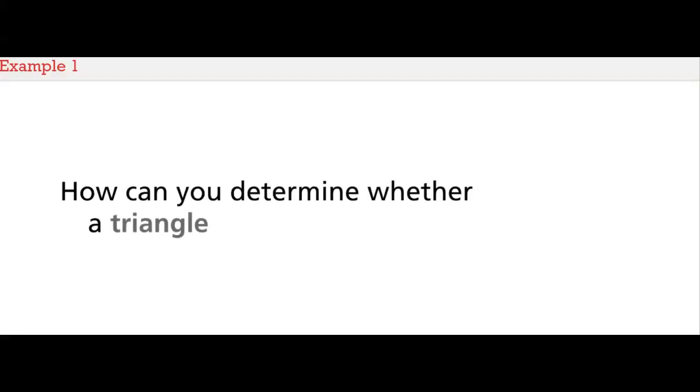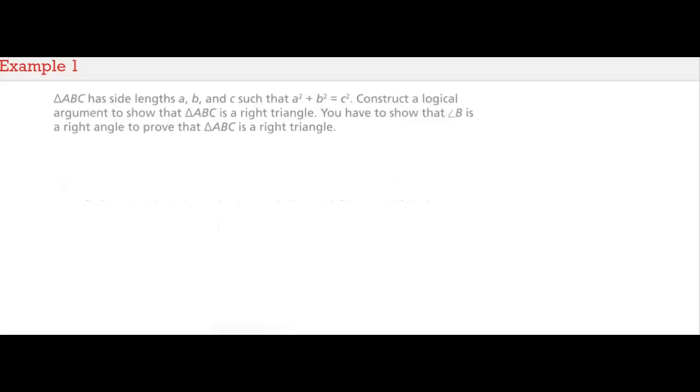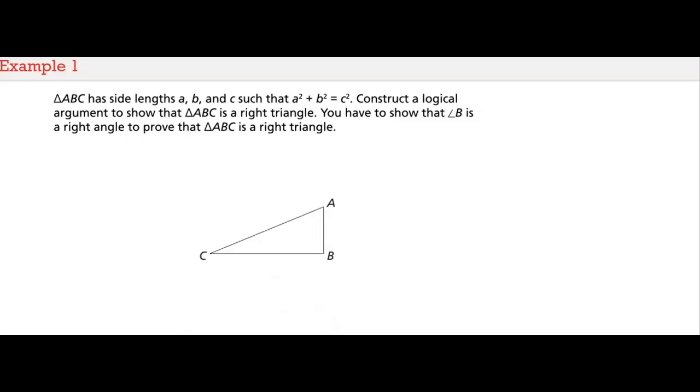Determine whether a triangle is a right triangle. Think about this question during the lesson. Triangle ABC has side lengths A, B, and C, so that A squared plus B squared equals C squared. Construct a logical argument to show that triangle ABC is a right triangle. You have to show that angle B is a right angle to prove that triangle ABC is a right triangle.